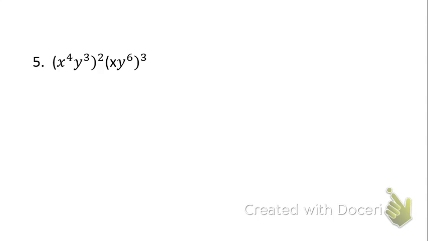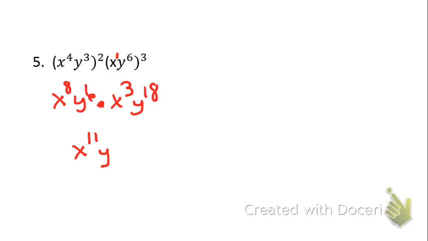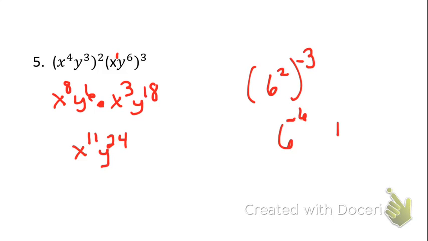Now on this one we need to do each one separately first, so taking x to the 4th, y to the 3rd squared, that's going to be x to the 8th, y to the 6th, times, there is a 1 there, remember, so x to the 3rd, y to the 18th, and now we're just multiplying two monomials, so we add the exponents, x to the 11th, y to the 24th. And this does work the same if you have negative exponents, so let's say we had 6 to the 2nd to the negative 3, so that would be 6 to the negative 6th power, which remember is 1 over 6 to the 6th, also another way to write that.